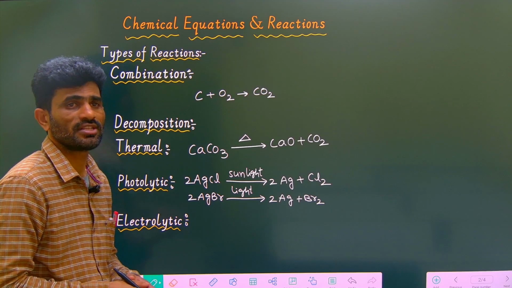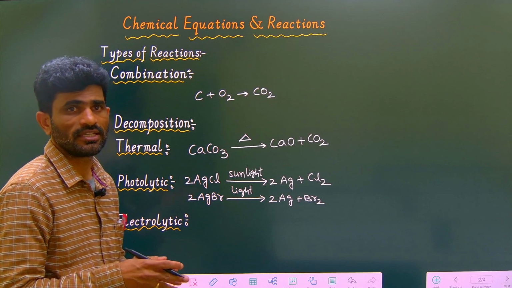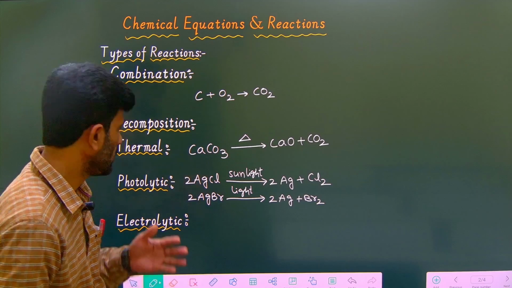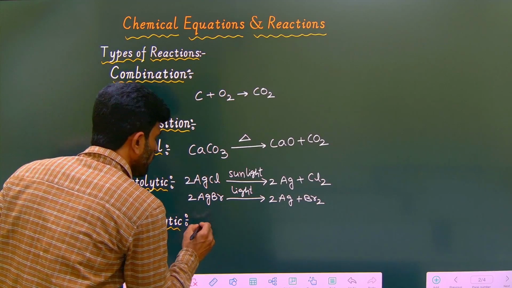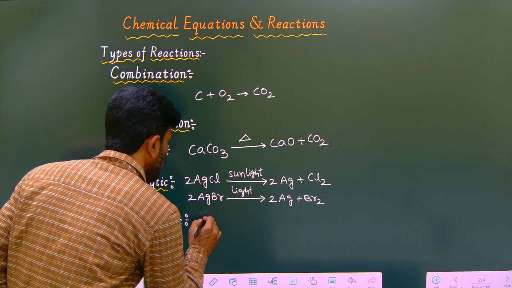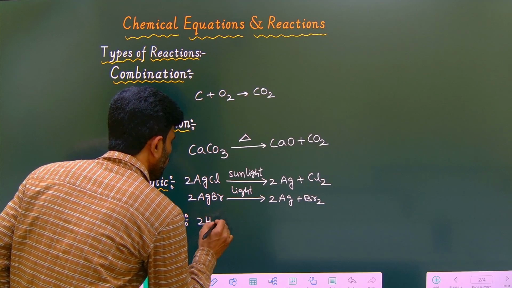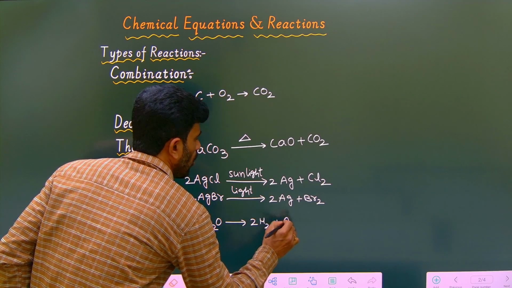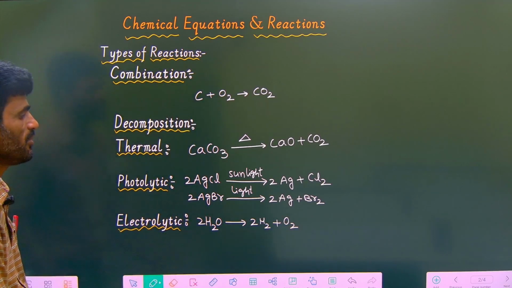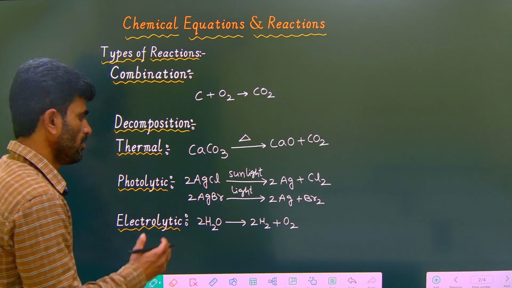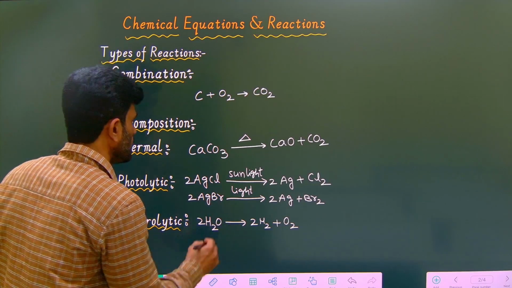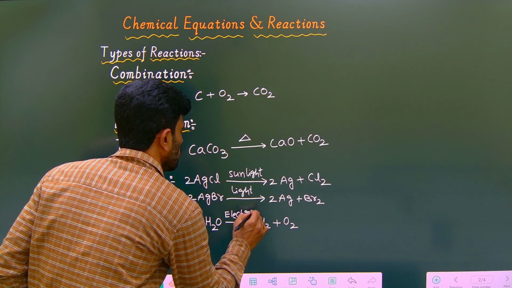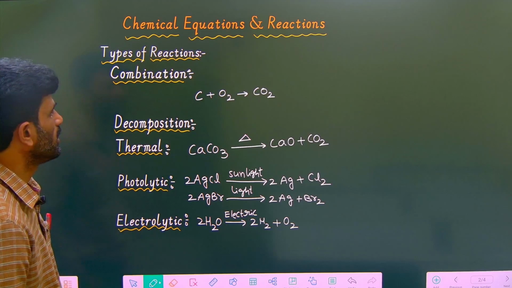By using the electrolysis process, we pass electricity through the substance so that the substance will be decomposed into ions. For example, we pass electricity through water. H2O, water, will be decomposed into hydrogen and oxygen gases. This is by using electric energy, current. So we call it electrolytic decomposition.